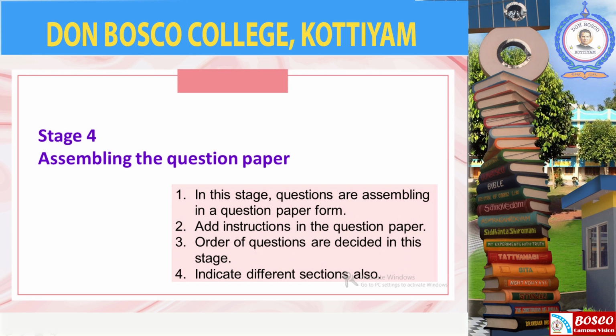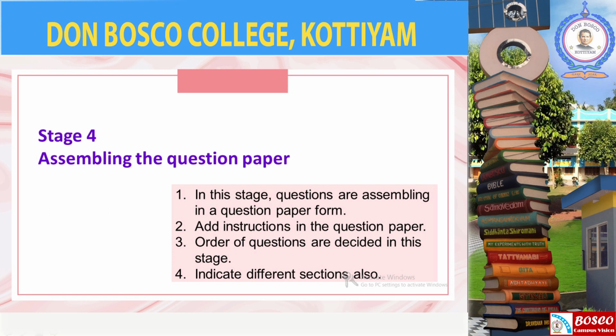So in this stage, questions are assembled into question paper format. So here you can add instructions. As I mentioned earlier, two types of instructions are there: general instructions and specific instructions. So here in the slide I gave you an example. In this example you can see the specific instructions. So specific instruction is arranged at the very beginning of the question set.